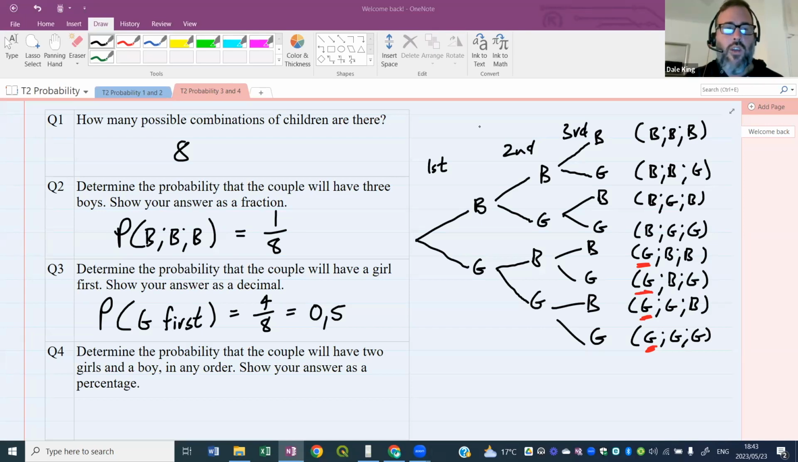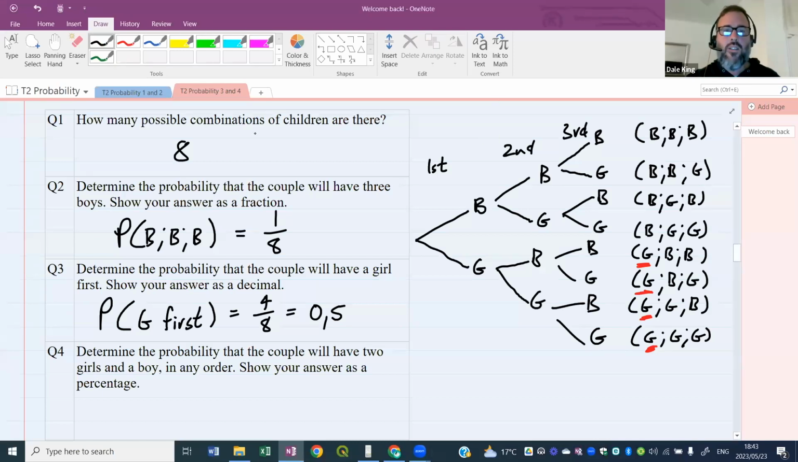All right, guys, what do you think for question 4? Let's have a look. Determine the probability that the couple will have 2 girls and a boy in any order. Show your answer as a percentage.